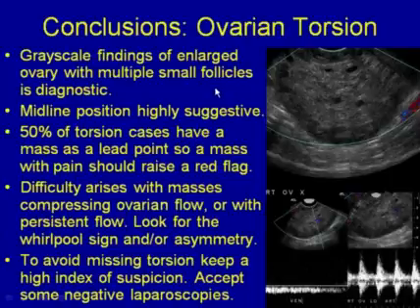For ovarian torsion, it's the grayscale that you want to count on. Those enlarged ovaries with multiple small follicles are diagnostic. Midline position is highly suggestive, and again, over 50% of torsion cases have a mass as a lead point, so a patient with a mass and pain should raise a red flag and you should be thinking about torsion. The difficulty arises with masses that compress ovarian flow or in patients with torsion who have persistent flow, so that's our Doppler problem. In those patients, look for that whirlpool sign and or asymmetry with the other side. To avoid missing torsion, you may want to keep a high index of suspicion and accept some negative laparoscopies.